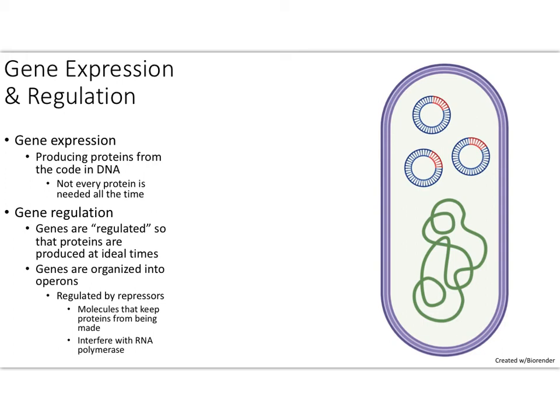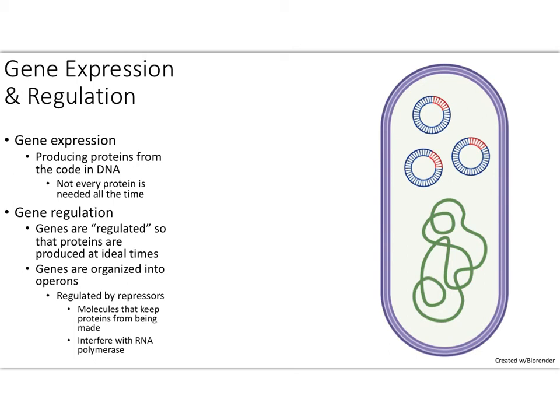To avoid this situation where an organism is producing every single protein it's capable of and potentially killing itself in the process, they use a process called gene regulation. Genes and gene expression are regulated so that proteins are produced at ideal times. Basically, this gives the organism the ability to pick and choose which proteins are produced when, generally in response to environmental conditions, so that the organism produces the right proteins for that moment in time, and it can be as efficient as possible.